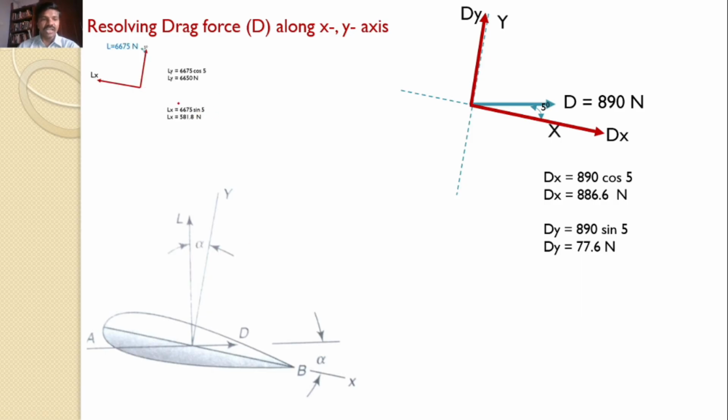Already we have resolved the L force along the x direction and y direction, Lx and Ly, and we have some values. Let us overlap these forces onto the x and y axis. My Lx is like this. I am just overlapping this force here. And my Ly is like this.